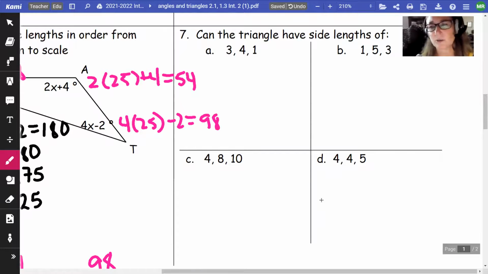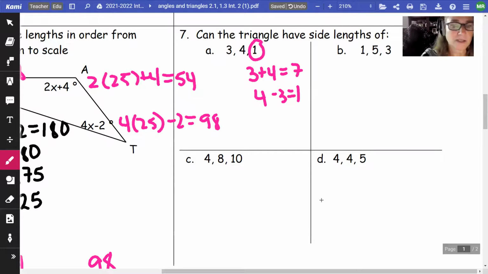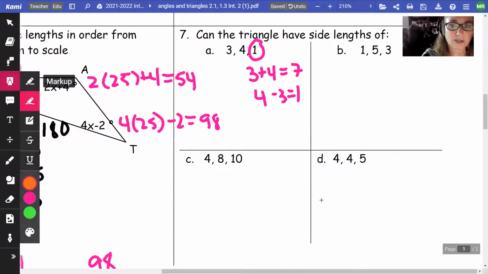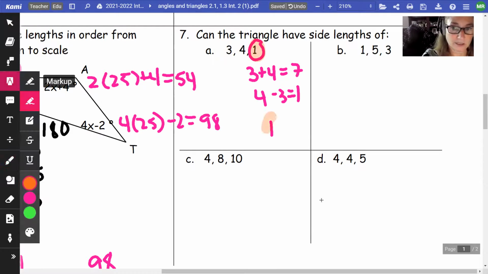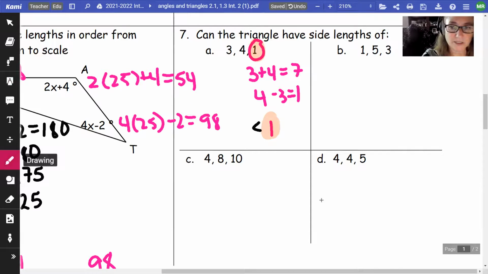This is what we call the triangle inequality property. And we want to figure out if this can form a triangle, these sides. So what you're going to do is I'm going to look at one side, okay? And I'm going to take the other two sides and I'm going to add them. And I am going to subtract them. And so this right here, this one, which is, again, that one that was the side, has to be in between the 7 and the 1, in between, not equal to. So this one's not possible.